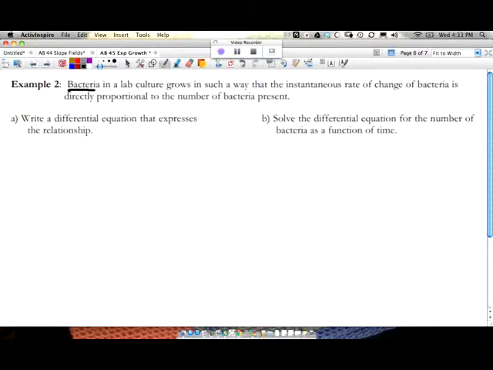Bacteria in a lab culture grows. Alright, this says grows. Why am I highlighting that? Because that was an issue in the last question. It said decrease and we thought positive. But grows means dy/dt is going to be greater than 0. It's going to be positive. In such a way that the instantaneous rate of change, that's the dy/dt, of bacteria is directly proportional to the number of bacteria present. So y equals number of bacteria.